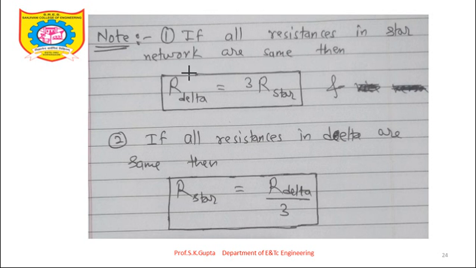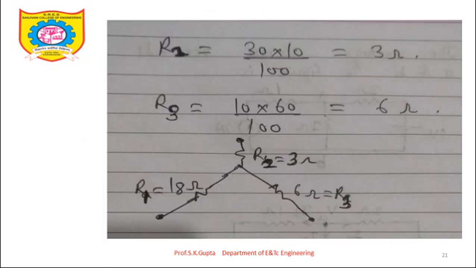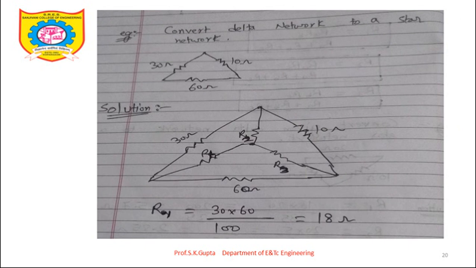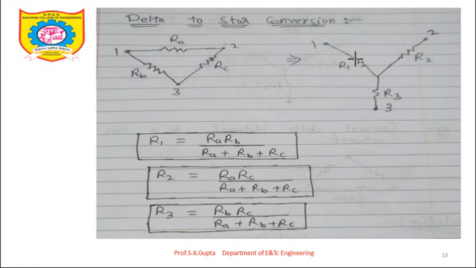So resistances of all delta network will also be same, and it is nothing but 3 times resistances of star network. What I mean to say is that suppose here a delta star network is given, and let us say all resistances are of the same value. Let us say 5 ohm each.